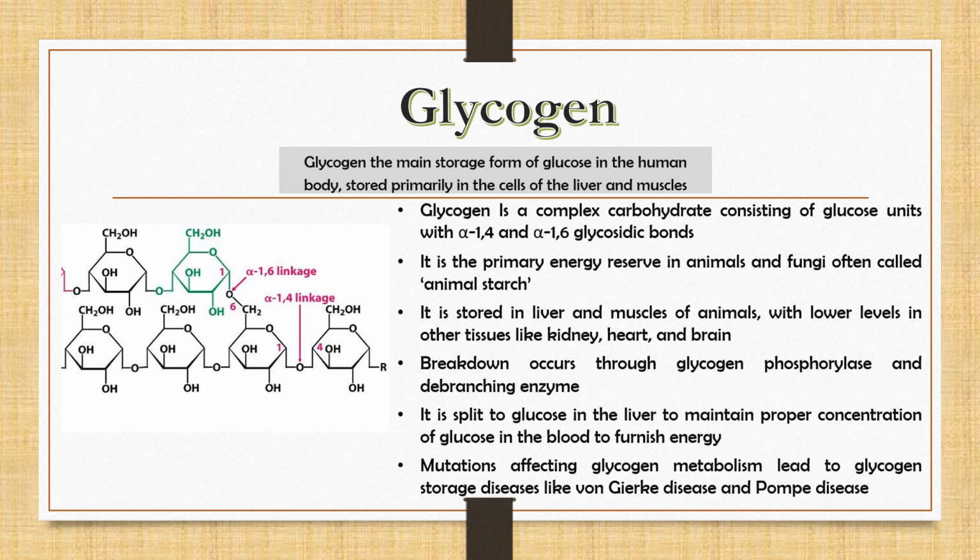It is stored in liver and muscles of animals and split to glucose in the liver to maintain proper concentration of glucose in the blood to furnish energy. The amount of glycogen present in animals varies widely among the different tissues, with diet and physiological state of the body. It is also abundant in mollusks, while glycogen-like polysaccharides are found in some bacteria.